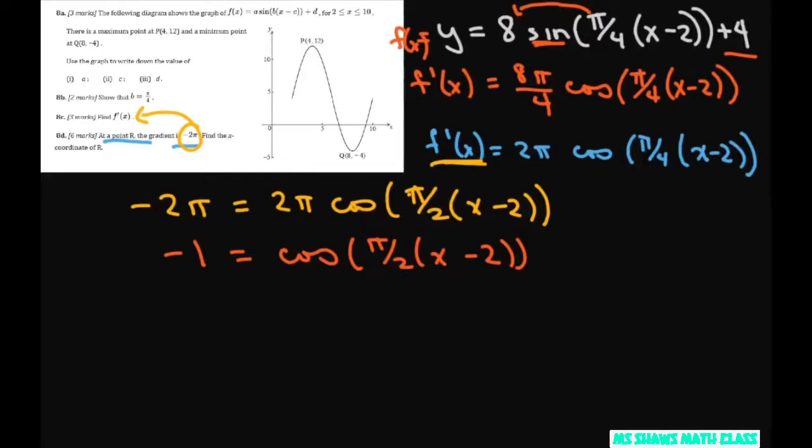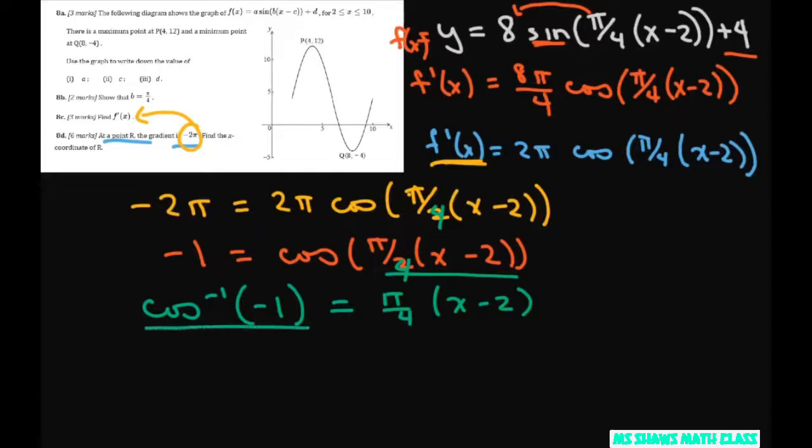Now let's do the inverse. To solve for this, we're going to take the inverse cosine of negative 1 equals, and I'm going to go ahead and distribute that. This is pi divided by 4, x minus 2. Well, the inverse cosine of negative 1 is just pi. So you get pi equals pi divided by 4 times x minus 2.